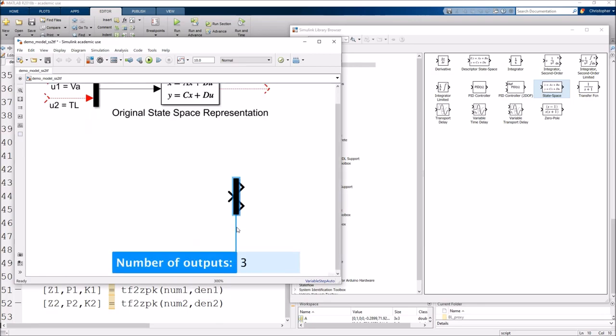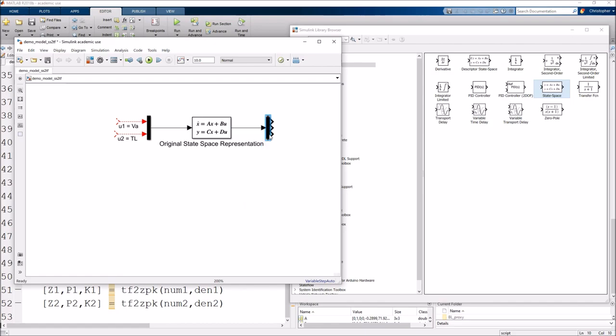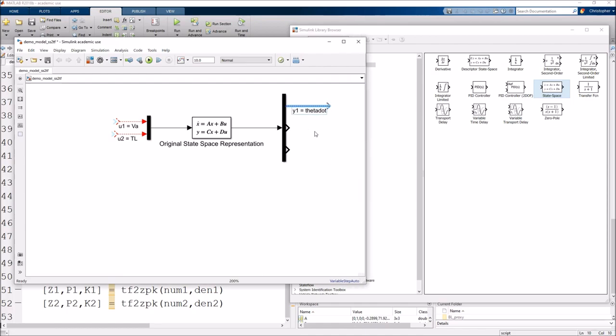There should be three outputs because this was a system with three outputs, so let's just expand this a little bit. Okay, there we go. There were three outputs. So the first one was theta dot, right? That was the motor's speed or velocity. And then the next output, I think, was, what did we say? Y2 was theta. And then finally, Y3 was the actual torque produced by the motor, right? Now, I don't need these Y2 and Y3, so let's go ahead and get terminators and connect them to there. There we go, okay?